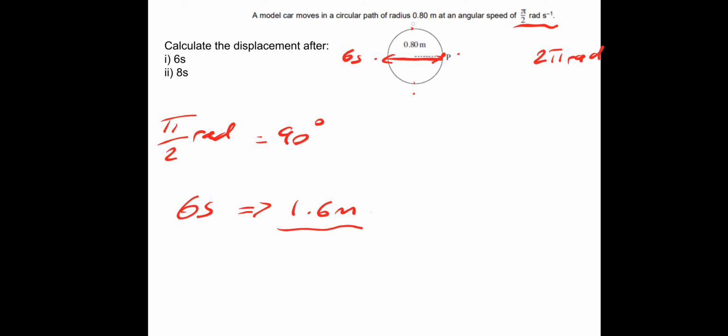So 8 seconds would be another 90 degrees, and then another 90 degrees would actually take us back to point P. So after 8 seconds, the displacement from point P is 0 meters. Hopefully you figured that out. Well done if you did.